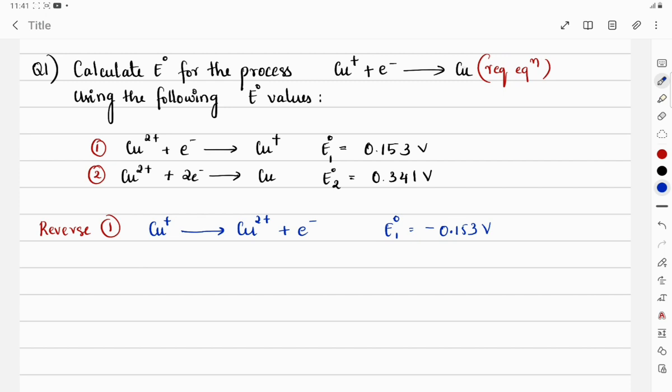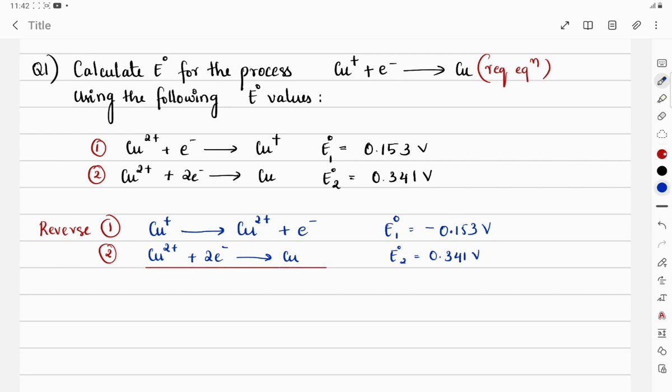Now we need copper on the right hand side. If you look at the second equation, we have copper, which is in zero oxidation state, on the RHS itself. So we can write that equation directly. So we are just writing the second equation directly, and you will have Cu2 plus 2 electrons giving Cu. What will be the E0 value? Because we have made no change to the equation, E0 will be as it is, so 0.341 volt.